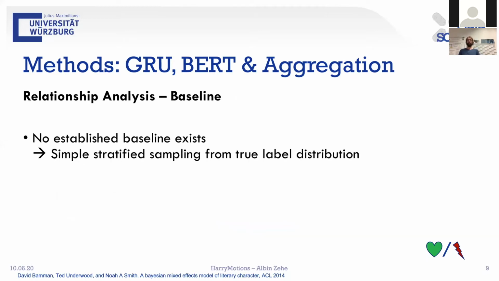Since we're the first ones, as far as we know, to approach relationship analysis in this way, there's no established baseline that we can compare ourselves to. Therefore, we define a simple stratified sampling baseline where we count the true label distribution from our test dataset and just sample from this distribution as a baseline.